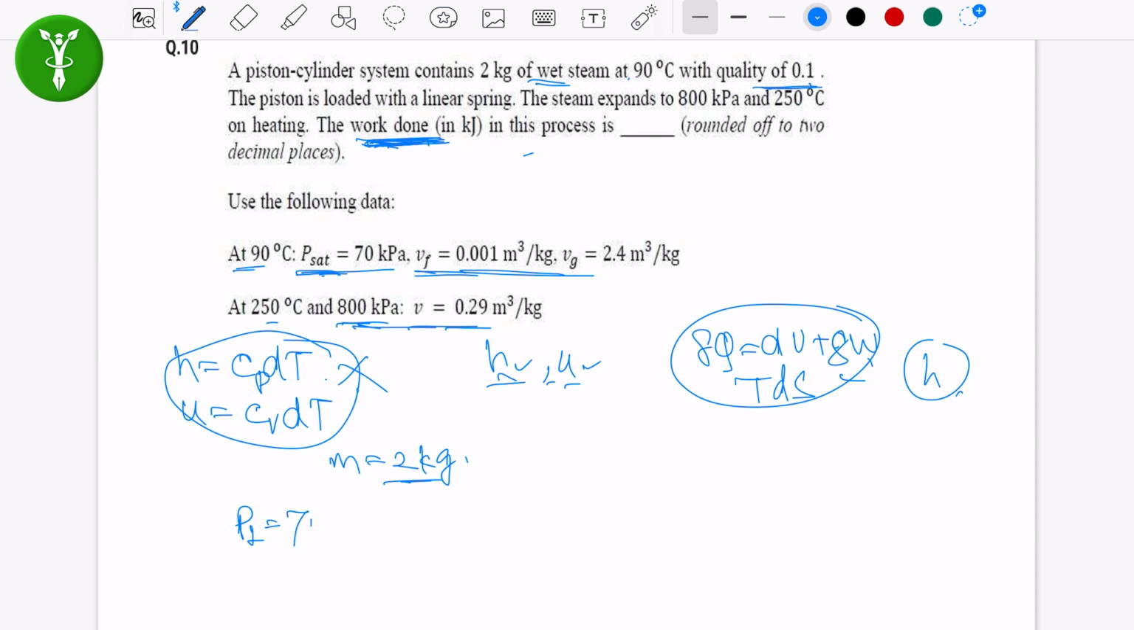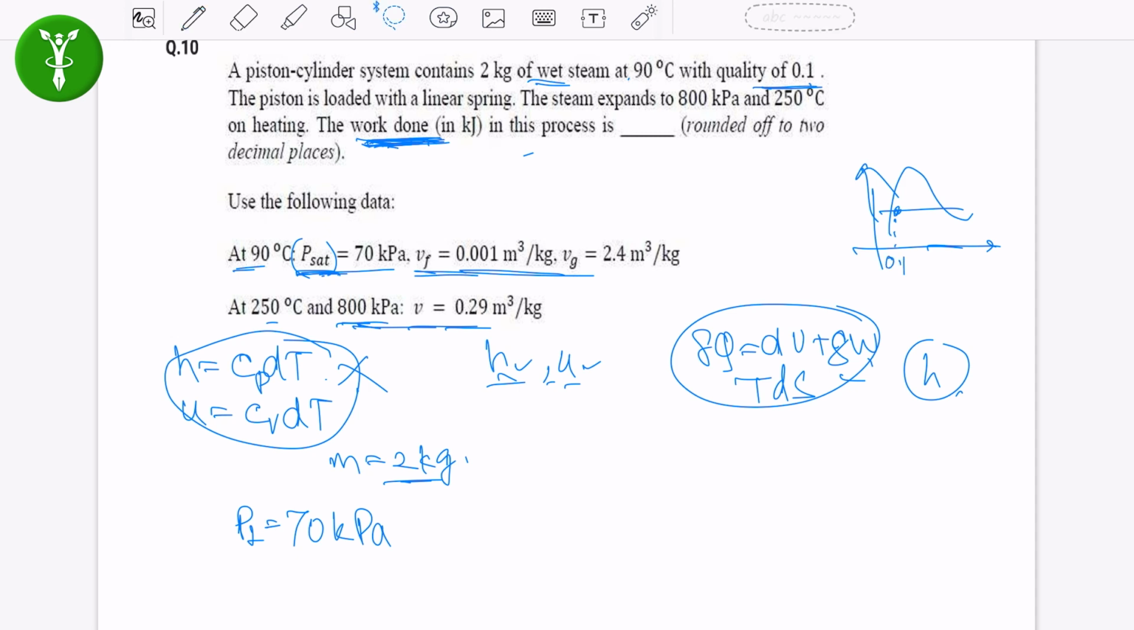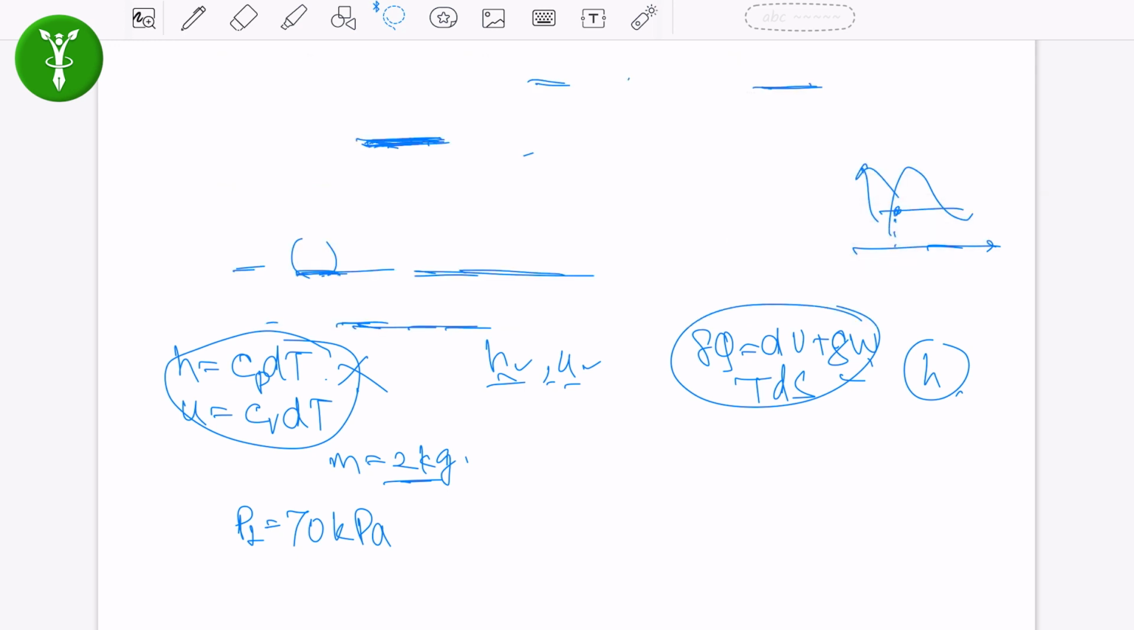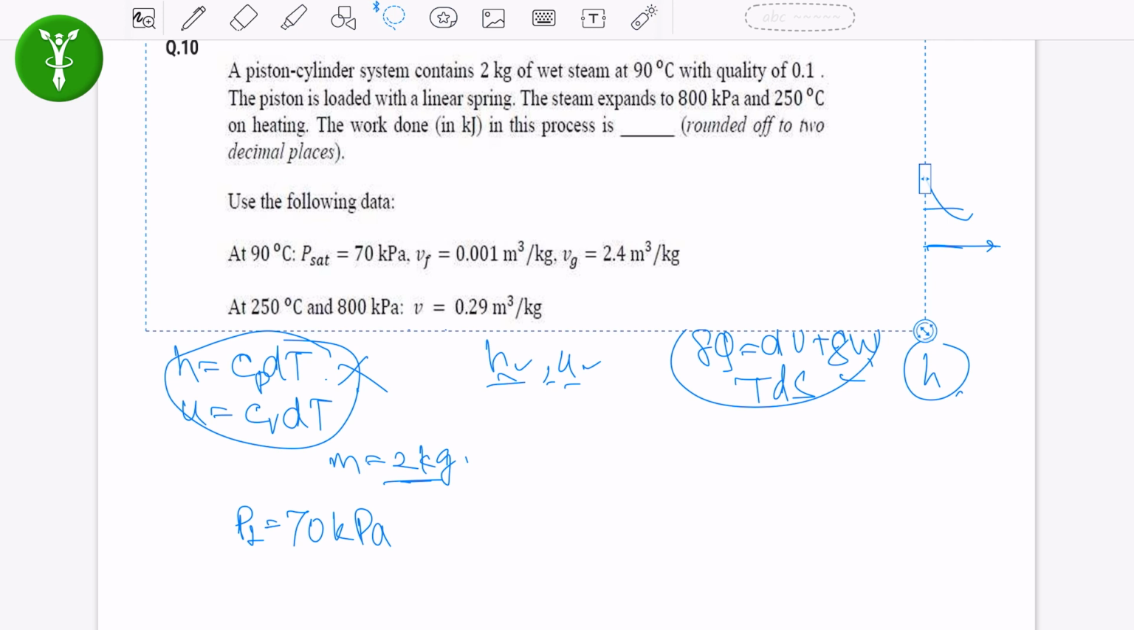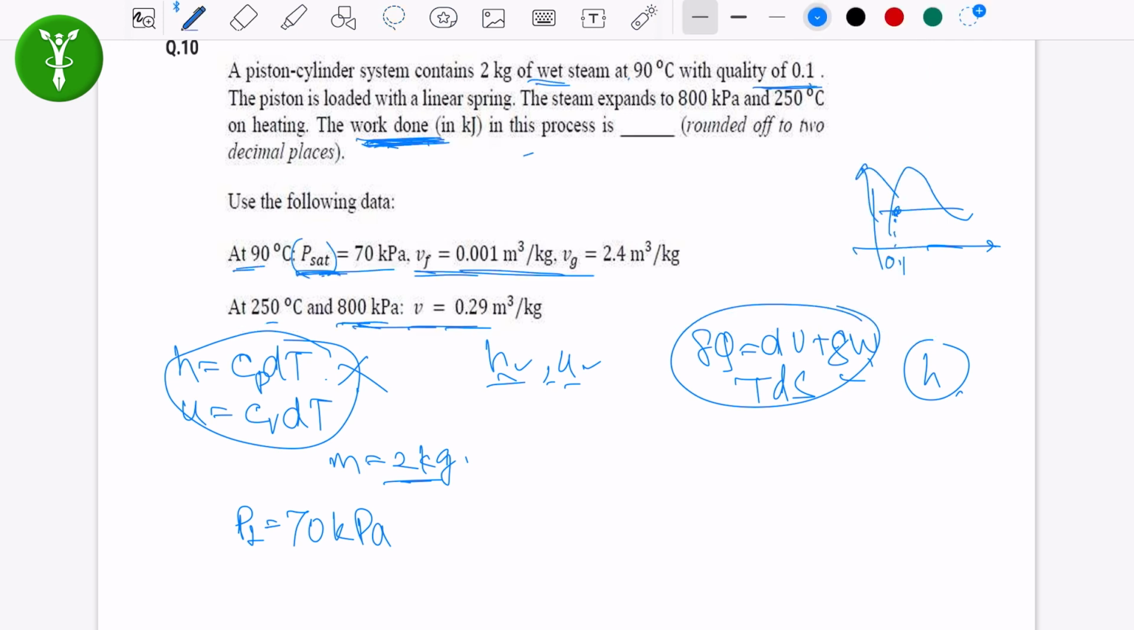P1 is 70 kilopascal. And why is it P saturation? Because the situation is like this. Here the quality is 0.1. If I see here, quality is around 0.5. Here 0.9. So from here to here, quality increases. Our quality is 0.1.